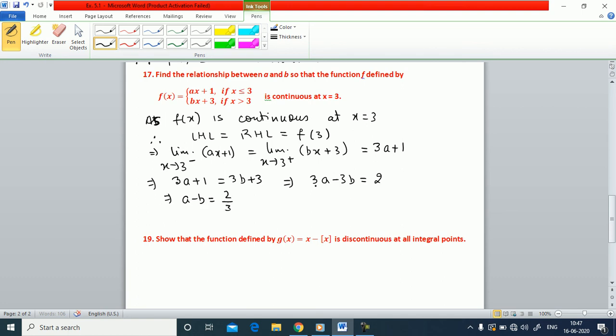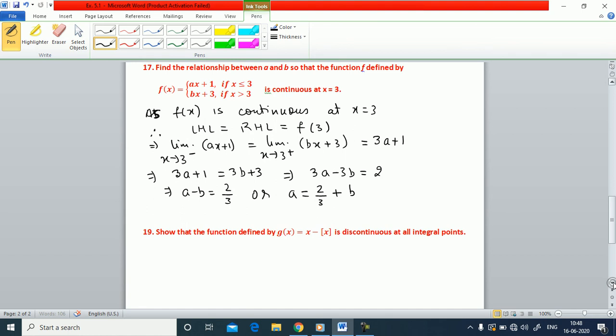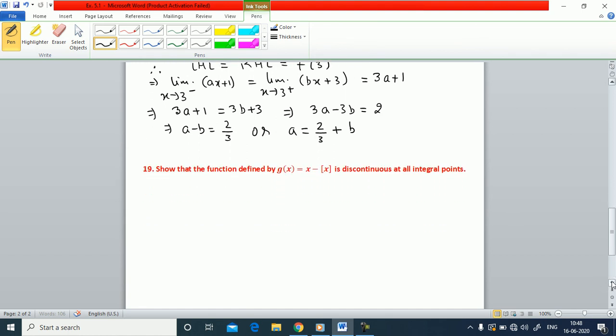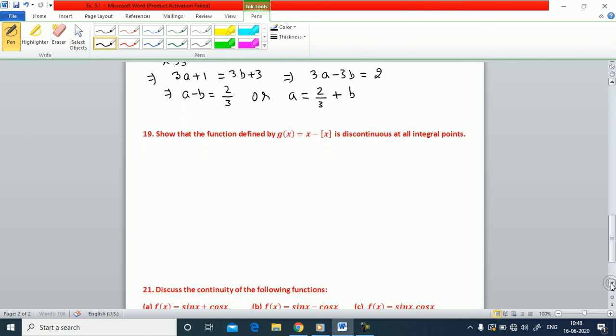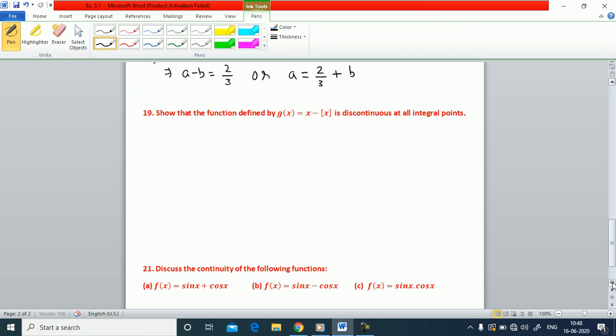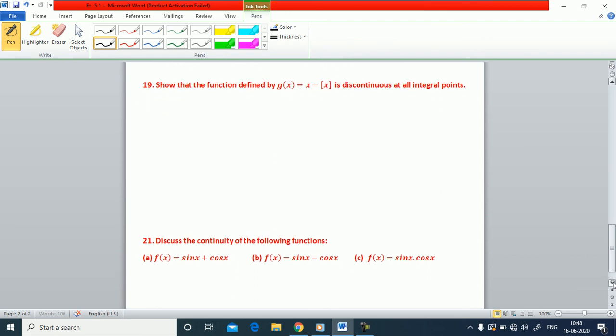If I take 3 common, or you can write a is equal to 2 by 3 plus b. So this is the relation between a and b. Okay, provided there was one more condition given using which it was possible to find one more equation in terms of a and b, then it was possible to calculate a and b separately. Here we are getting only one linear equation in terms of a and b, so we could not evaluate them separately. Now see the next one.